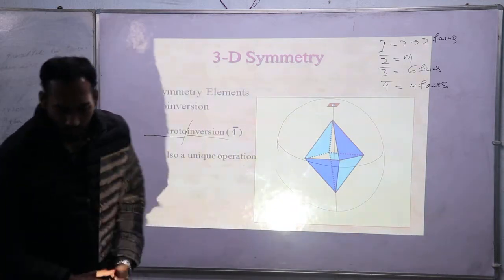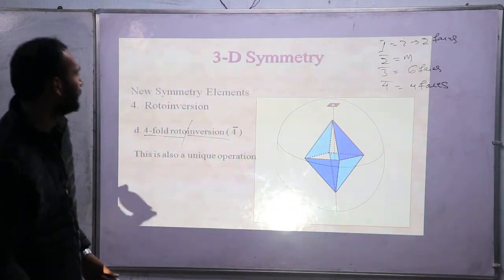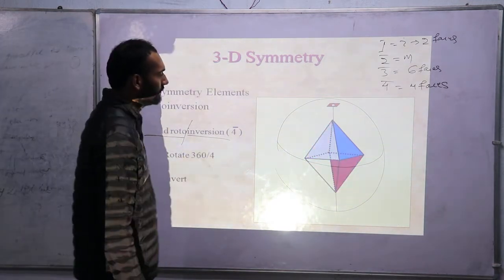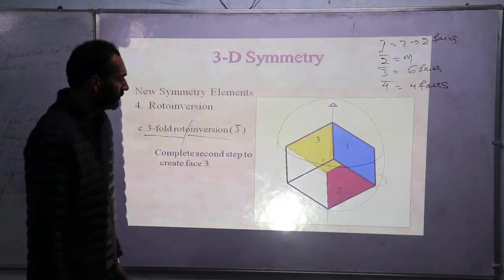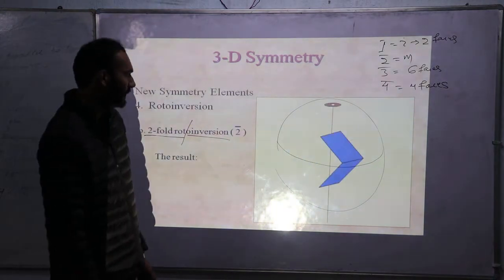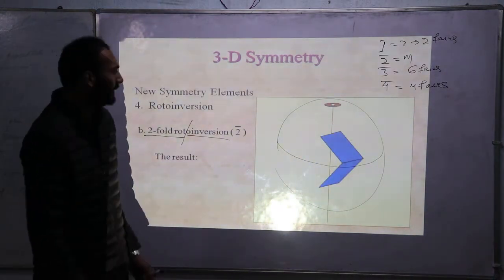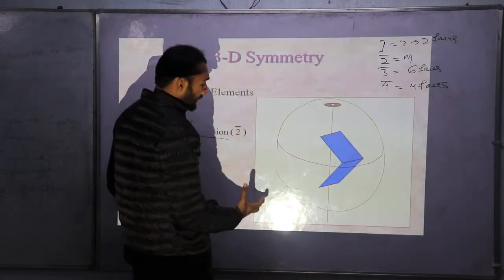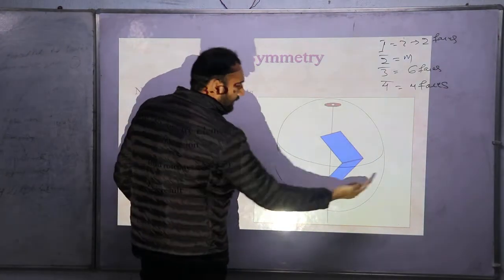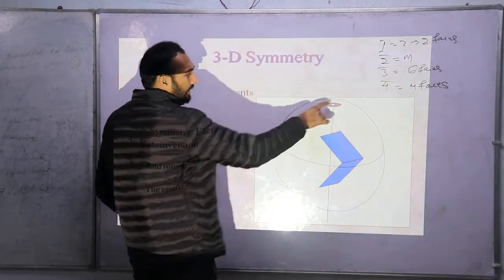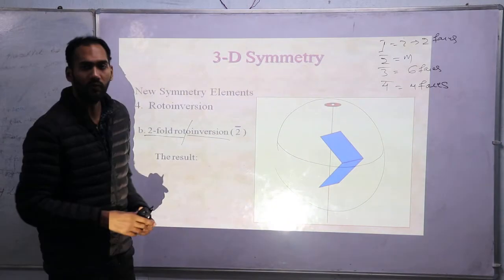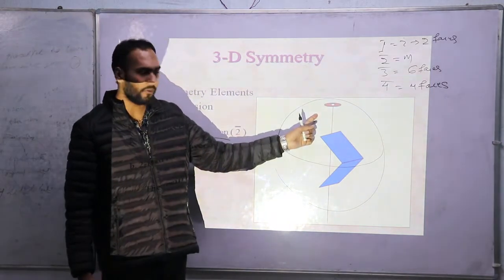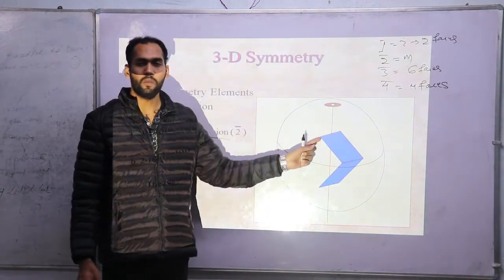Similarly in 2 bar also, we will go back to 2 bar. You can see this is the sphere, this is the upper hemisphere, this is the lower hemisphere. The axis is reduced to one fold. We have taken it twofold, but it is reduced to one fold.